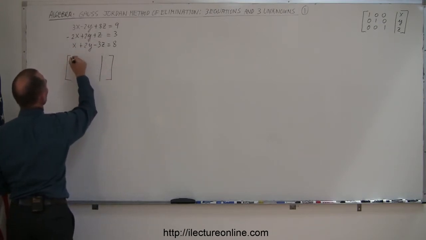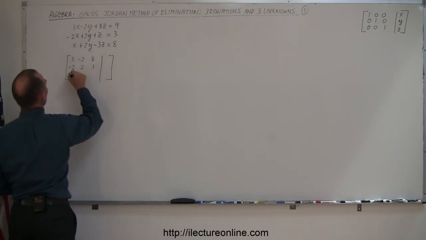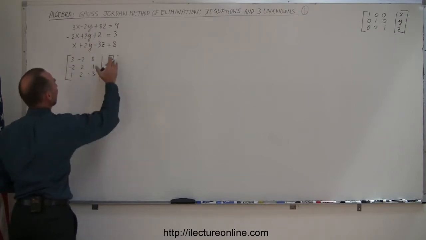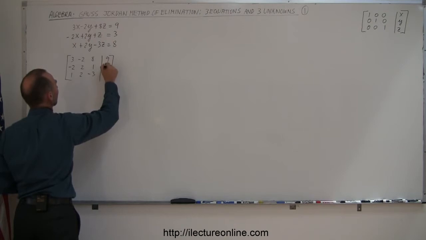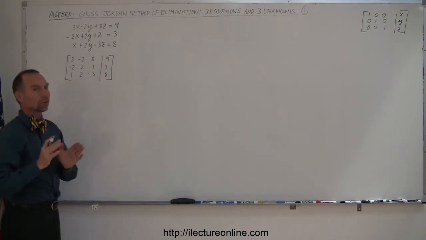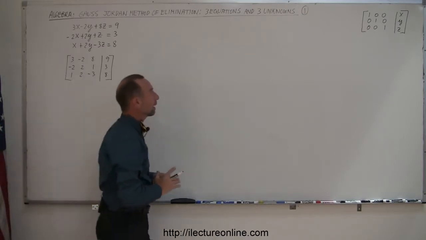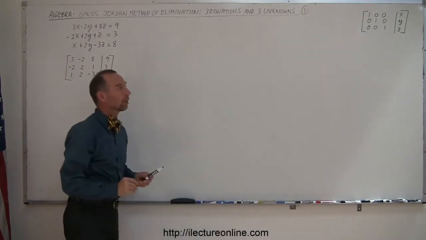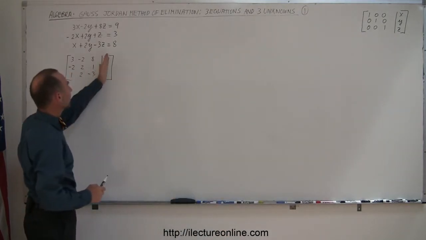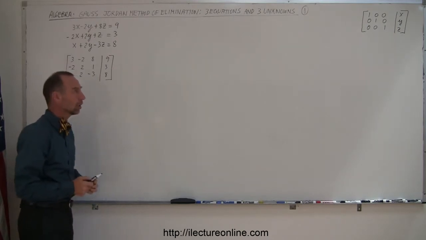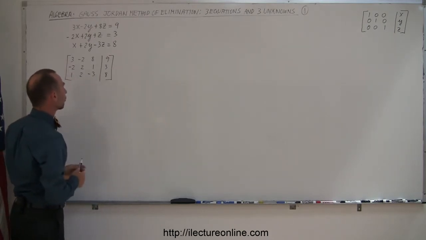So here you get coefficients 3, -2, 8, -2, 2, 1, 1, 2, -3. Those are the coefficients of the variables of your three equations. And then the numbers to the right of the equal sign, you place them over here. Then the objective is to change this, using of course the correct rules, into a format that looks like that: ones across the diagonal, zeros everywhere else for the coefficients of x, y, and z. And then to the right you'll have the values for x, y, and z, the solution to these three equations.